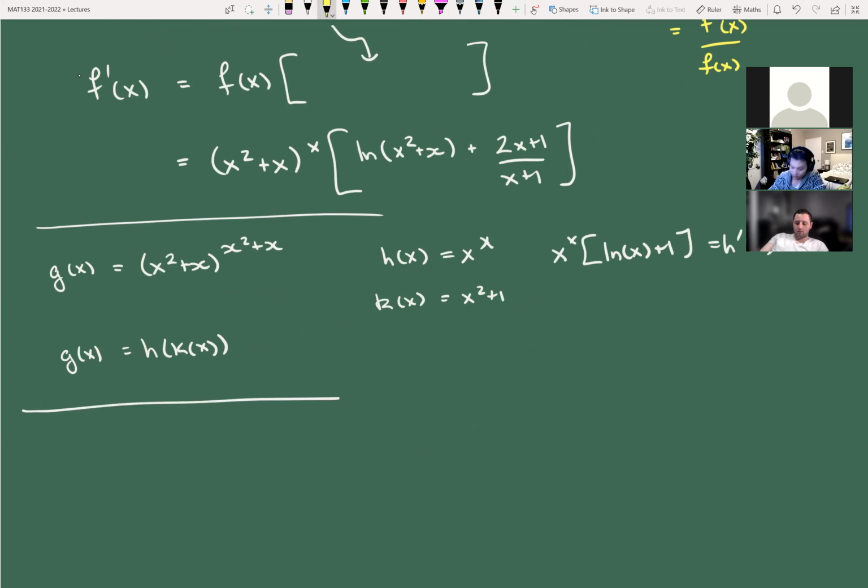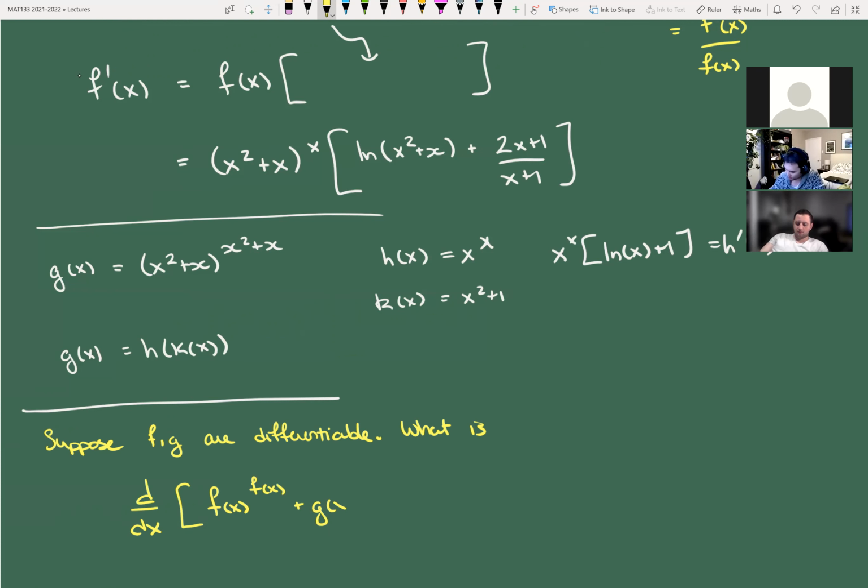So let's suppose f and g are both differentiable. What is this derivative? I'm going to take f of x to the power of f of x, and add it to g of x to the power of g of x. And I want you to differentiate that function. Okay.